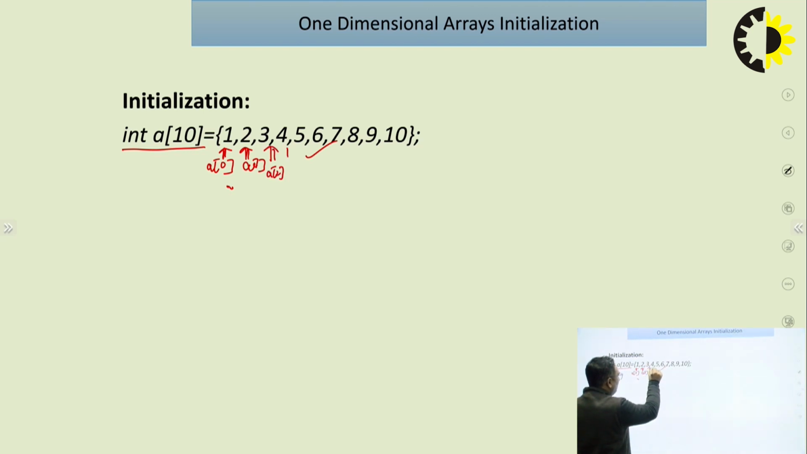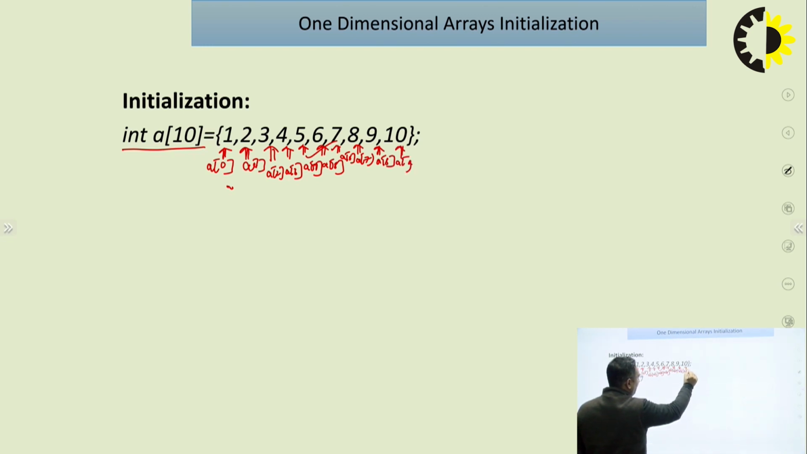A2, A3, A4, A5, A6, A7, A8, A9. So start from 0 to A9. A0 is this one, then A1, A2, A3, A4, A5, A6, A7, A8, A9.